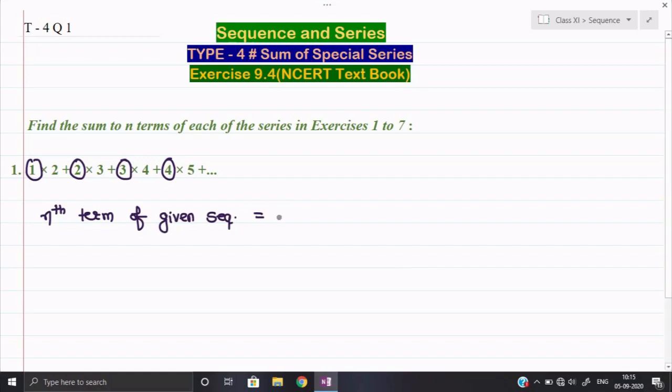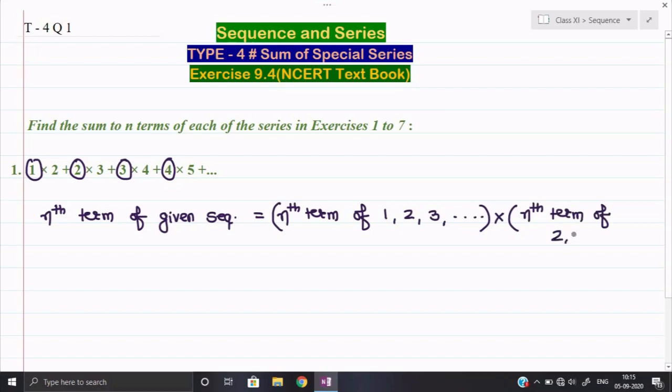Here we shall write the nth term of 1, 2, 3, and so on. See, 1, 2, 3 is the first term of the sequence. Since it is in multiplication with the second term, I am putting the multiply sign here, and then I am writing the nth term of 2, 3, 4 and so on.